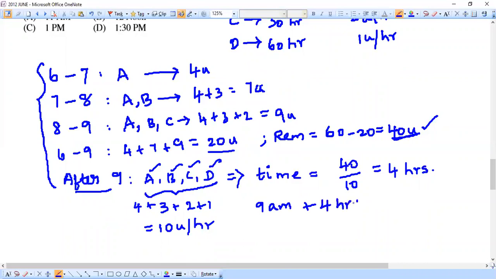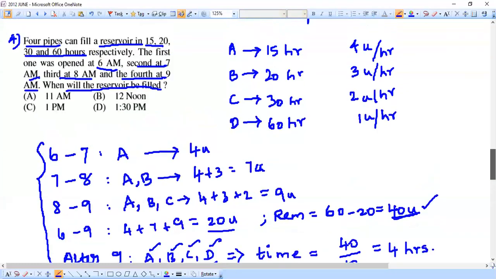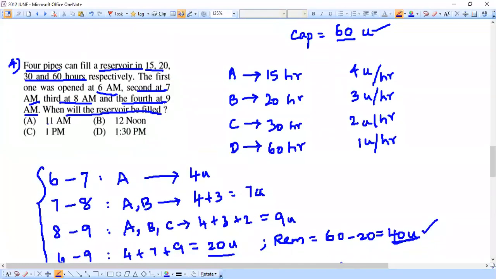So you yourself can calculate: after 9 AM, 4 hours, what time will we have? After 9 AM, 10 AM, 11 AM, 12, and 1 PM. So 4 hours later it will be 1 PM. At 1 PM, the entire work will get completed. So 1 PM, which matches option C, is the correct answer for our question.